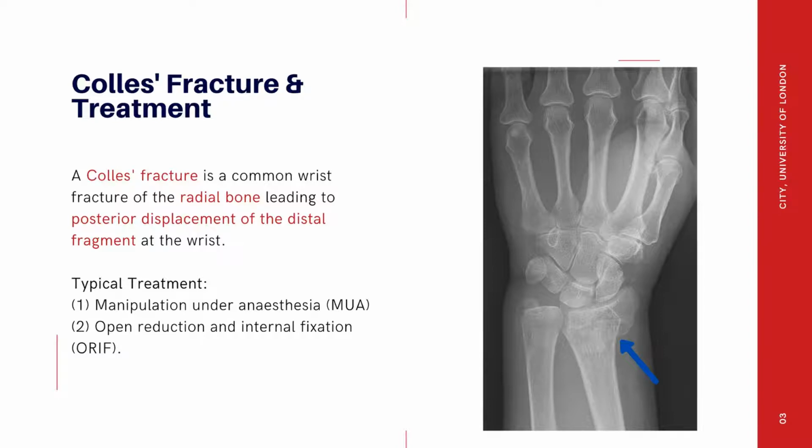What is a Colles fracture? A Colles fracture is a common type of wrist fracture at the radial bone that will cause a posterior displacement of the distal fragment. An example is shown in the image on the right, where the blue arrow is pointing at the fracture. Typical treatment involves either a manipulation under anesthesia at the emergency department, or if the fracture is more severe or unstable, surgical treatment such as open reduction and internal fixation will be applied.